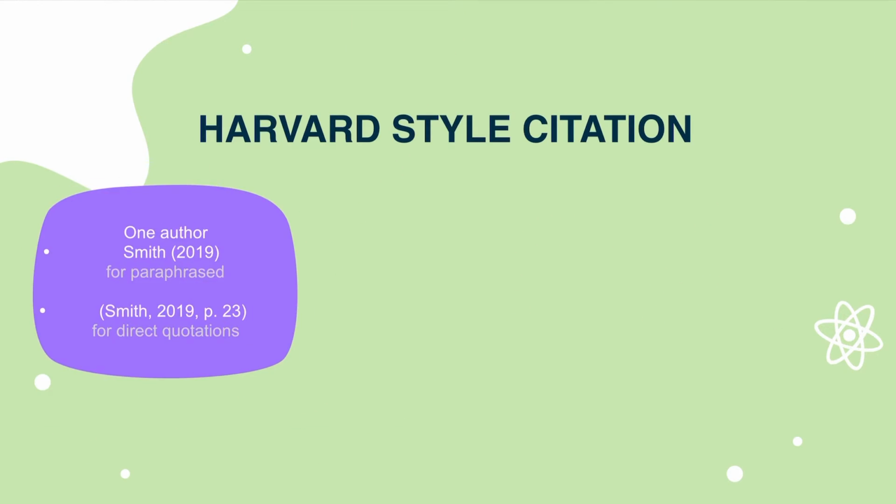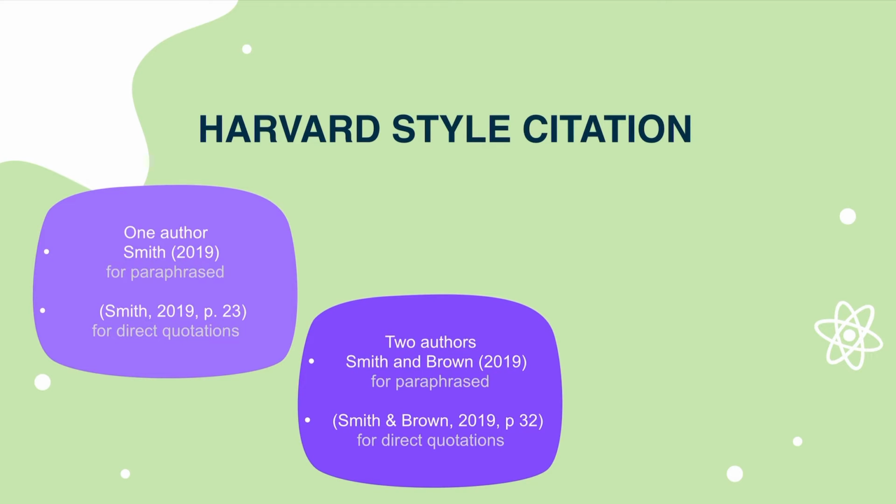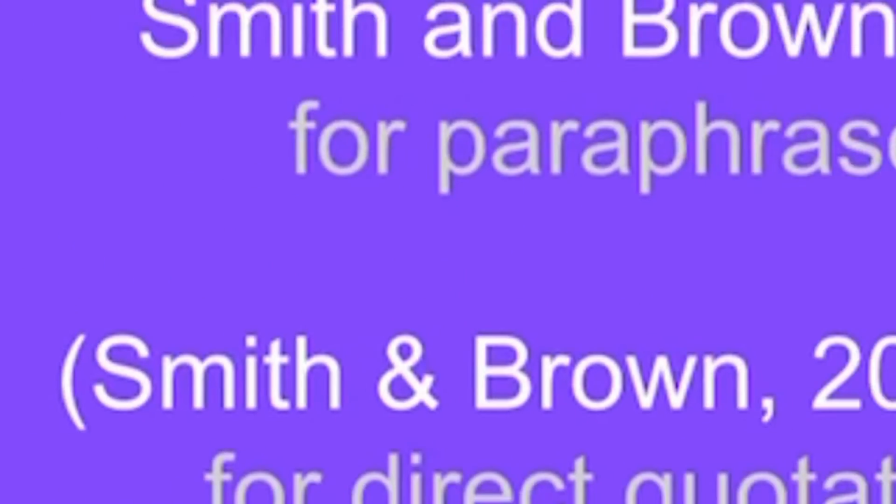For one author, we can just write the name, followed by the year in brackets for the paraphrase, and for direct quotations, we also add the page from which we acquired the quote. For two authors, you just basically add another name in the format. Notice how the formats differ in this one. For the paraphrase, we use the word and, and for the direct quotations, we use the ampersand symbol.